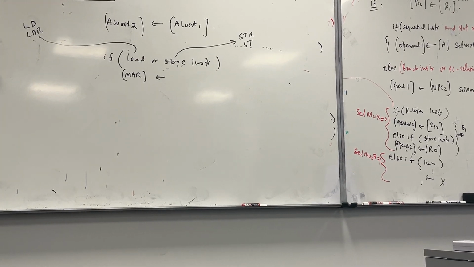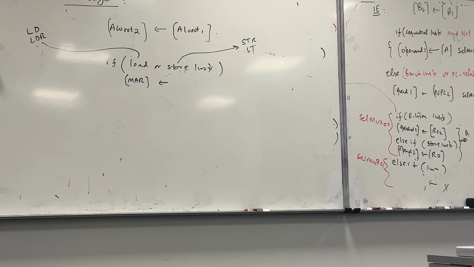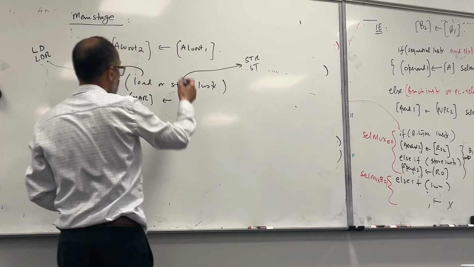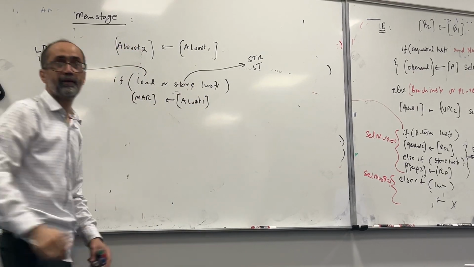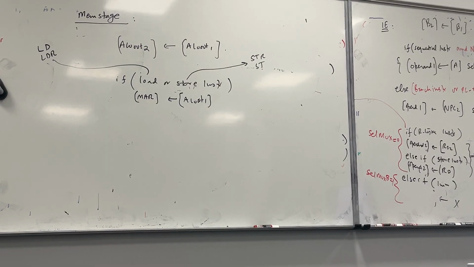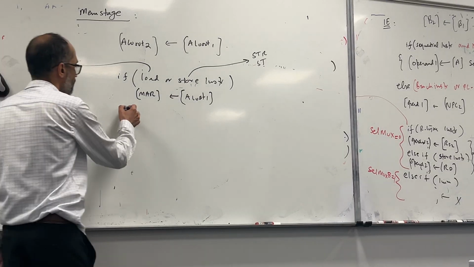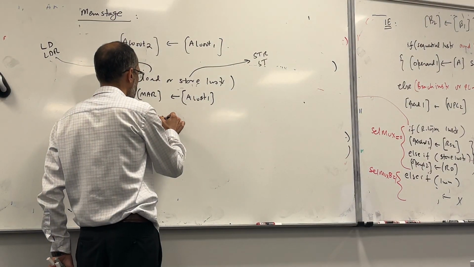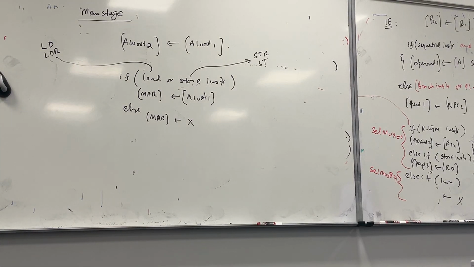And where is MAR now stored? ALU out 1 or 2? No. ALU out 1. ALU out 1 is here. ALU out 2 is here. So MAR will be the same thing as ALU out 1. Got it or not got it? If it is a load or store instruction, MAR will be the same thing as ALU out 1. Otherwise, are we accessing any memory? No. So MAR will be what? Got it or not got it?